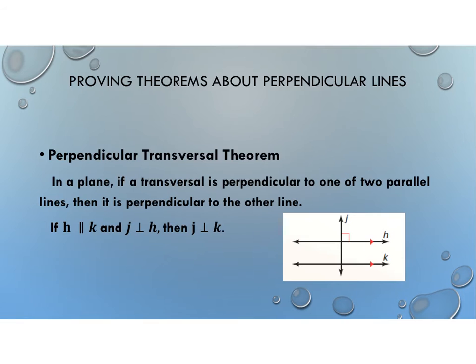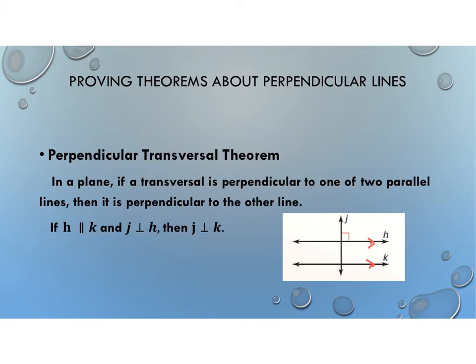The next one is the perpendicular transversal theorem. This one just says that in a plane, if a transversal is perpendicular to one of two parallel lines, then it's perpendicular to the other line. So here they're going to be giving you that two lines are parallel.